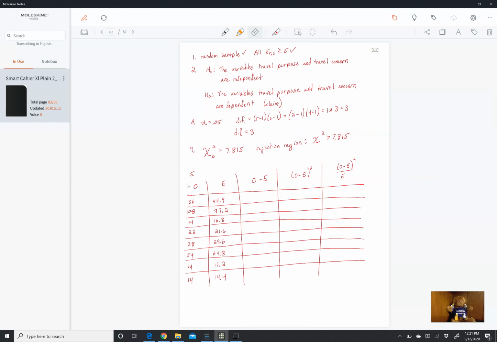Then we subtract. We do our observed minus our expected. 36 minus 44.4 is negative 8.4. 10.8, negative 2.8, 0.4, 8.4, negative 10.8, 2.8. Notice when the observed is greater than the expected, it's positive. Makes sense. And negative 0.4. Then we square these. So remember, negative 8.4 has to go in parentheses, right? It's negative 8.4 squared.